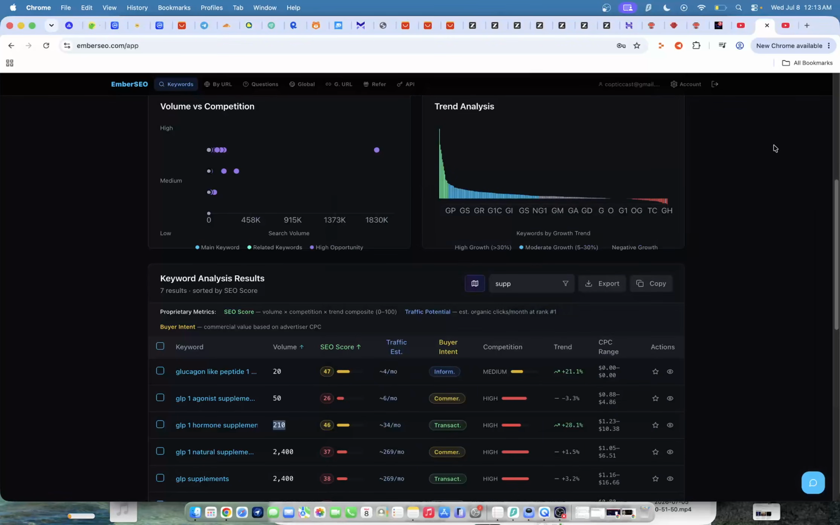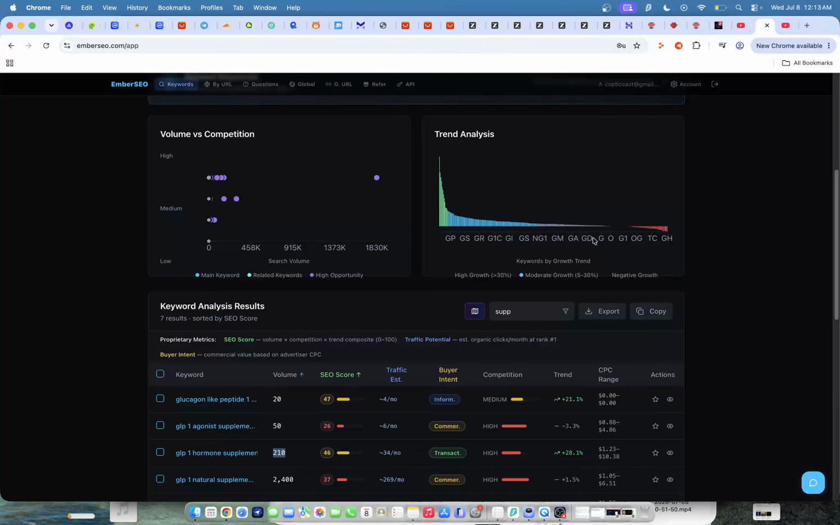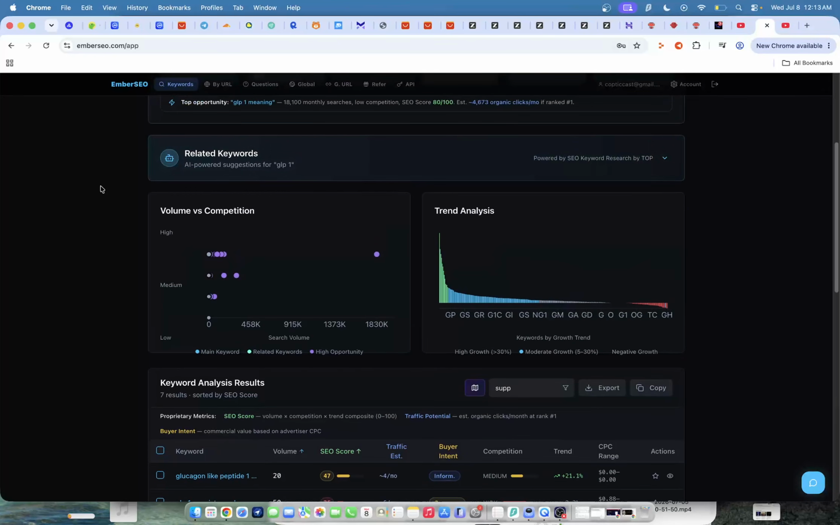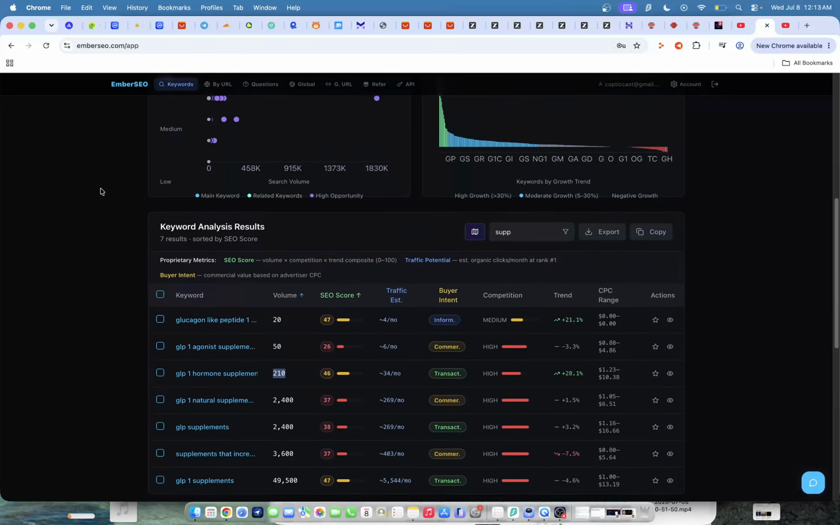Today we're going to be talking about how to discover different search volumes for different keywords. The truth is you're going to have to use a keyword tool. So I'm using EmberSEO. You guys can use literally whatever tool you want to use. Not all tools are created equal, and not all tools are going to give you the same information. EmberSEO directly pulls data from Google, which is different than a lot of other tools.